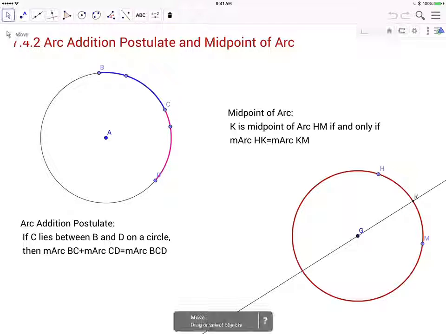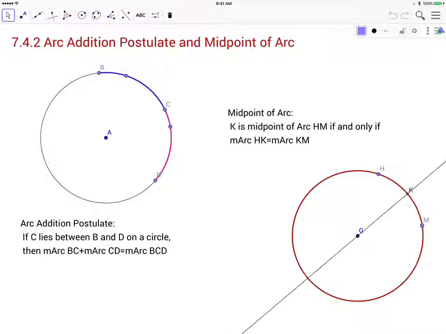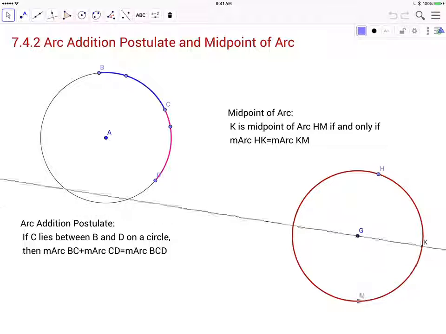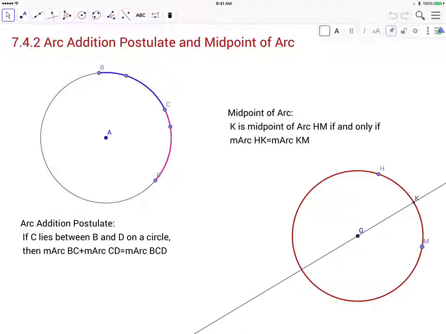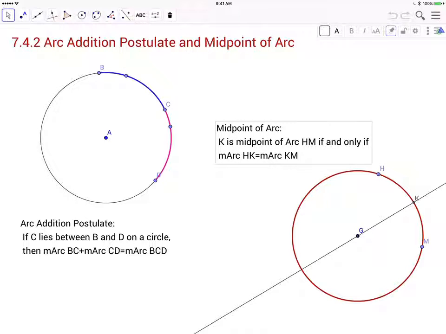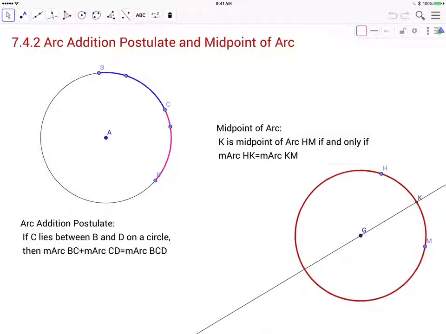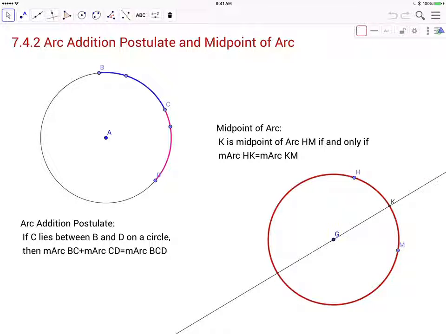Okay. On the other circle, we also have the idea of the midpoint of an arc. And I've created this graphic down here where K is always right down the center. Okay, and again, the definition of midpoint of an arc: K is the midpoint of arc HM if and only if the measure of arc HK, right here, and the measure of arc KM are the same.